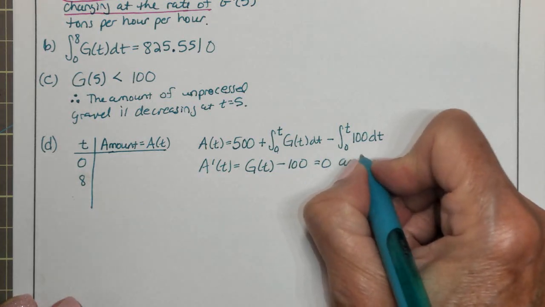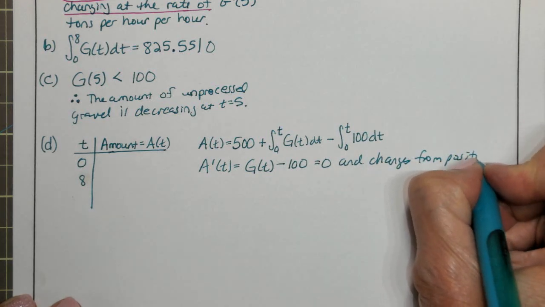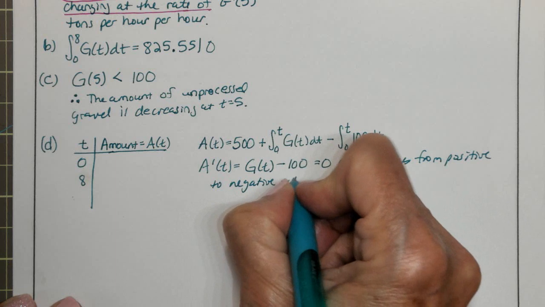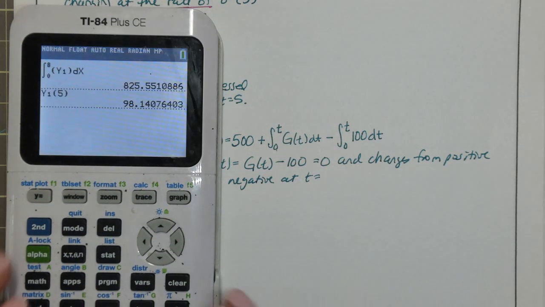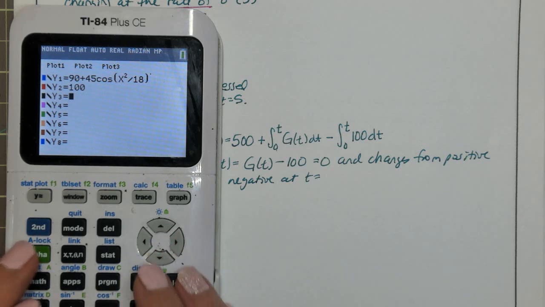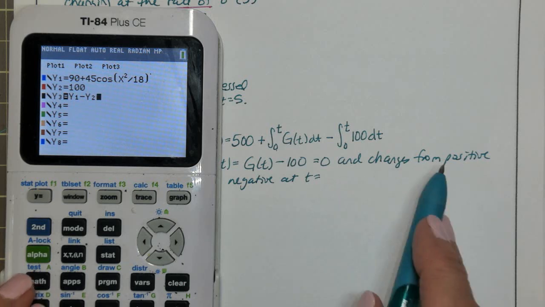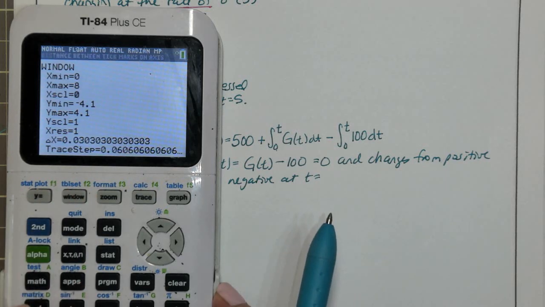And I want the maximum, because it's an absolute max. I want the absolute max, so I want it to change from positive to negative. At T equals, okay, to my calculator I go. For y1, I'm going to turn off the graph of y1 and y2, and then I'm going to say y1 minus y2. I want to know where this changes from positive to negative on the interval 0 to 8.